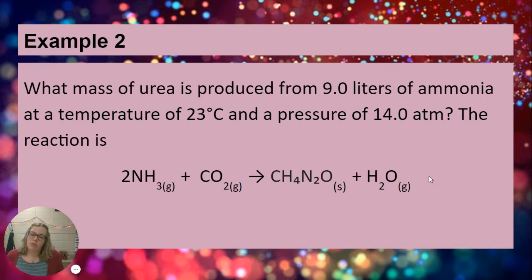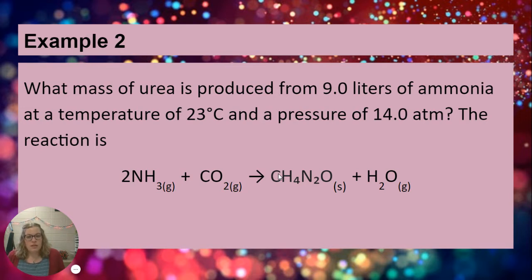Now you look at this and you might be like, I don't know what urea is, but you can figure that out through process of elimination. So you should know that NH3 is ammonia. You should know CO2 is carbon dioxide and water is water. And if you don't know that, I feel like you're in the wrong place. So what's left is going to be urea here.